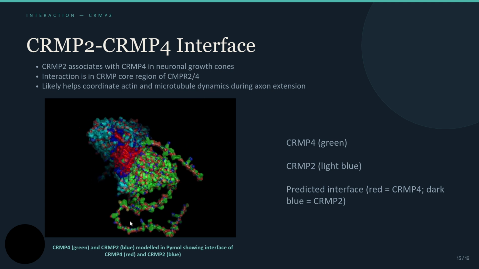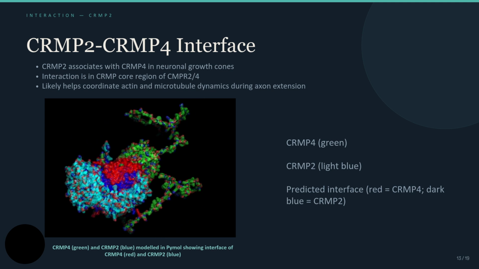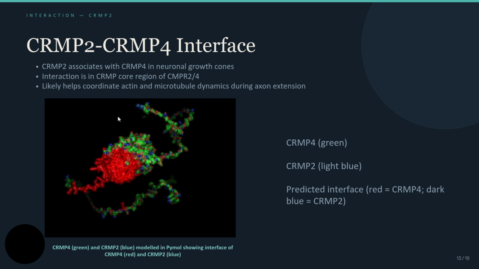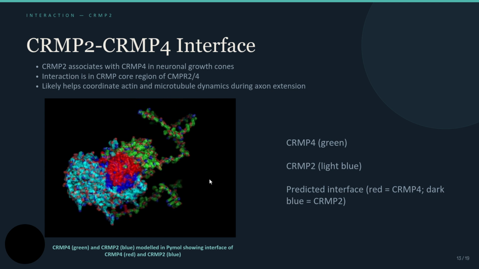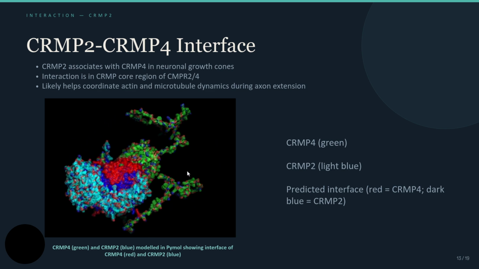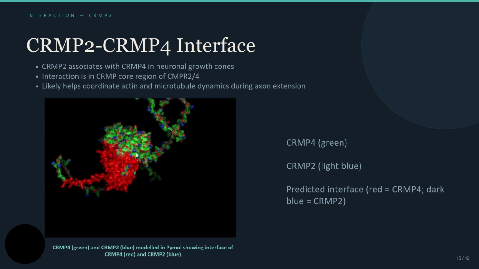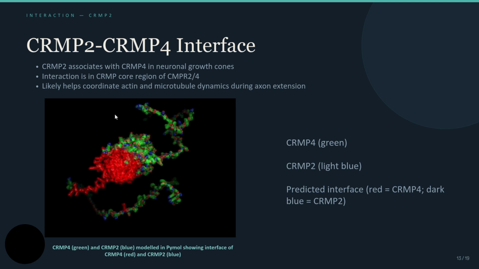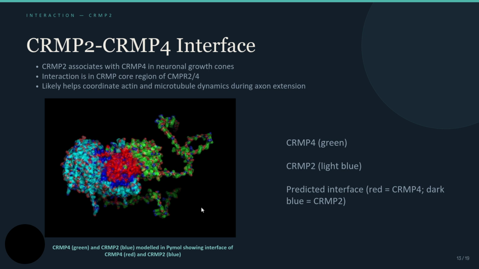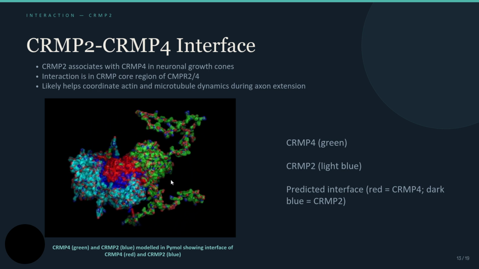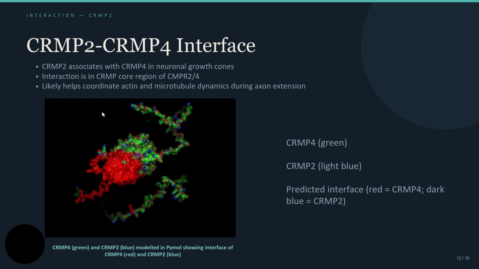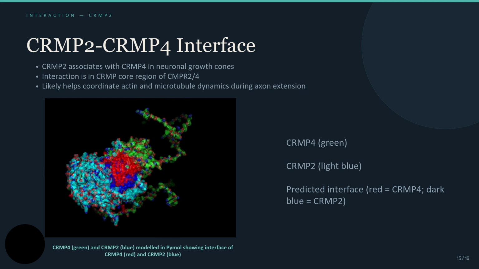Here, CRMP2 is shown in light blue and CRMP4 in green. The red and dark blue regions highlight the predicted interface where these two proteins interact, specifically within their core regions. This interaction is important because it likely helps coordinate cytoskeleton remodeling. Since CRMP proteins are known to bind tubulin and actin and influence microtubule assembly, their interaction could directly affect how axons extend and navigate. CRMP4 plays a dual role after nerve injury.